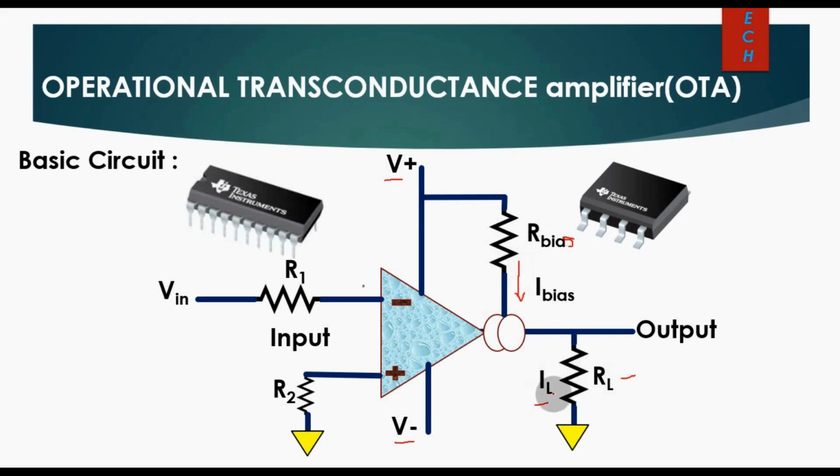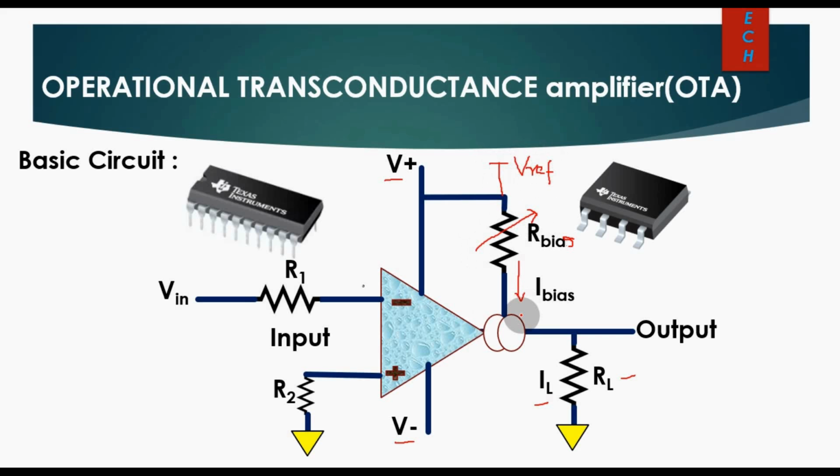This output current depends on the value of the bias current and the value of the input voltage. So how do you fix the value of the bias current? Sometimes people use a variable resistor here to fix the value of I bias, and sometimes people use a separate voltage source here, let us say V reference, to fix the value of I bias.